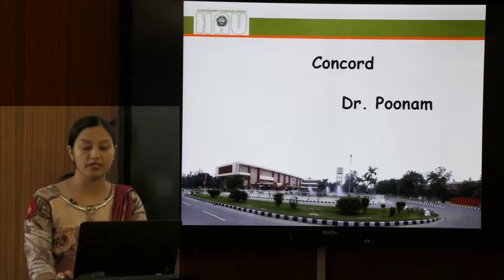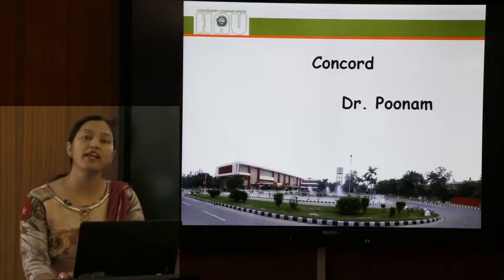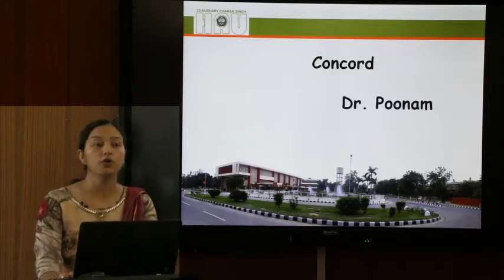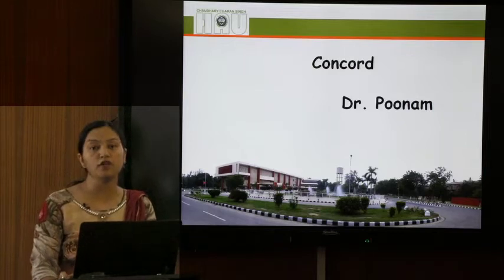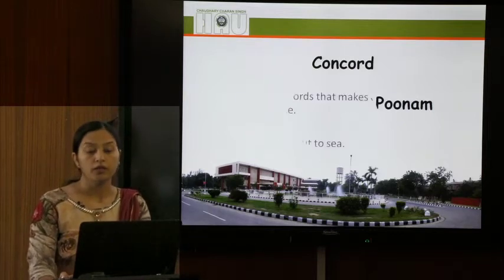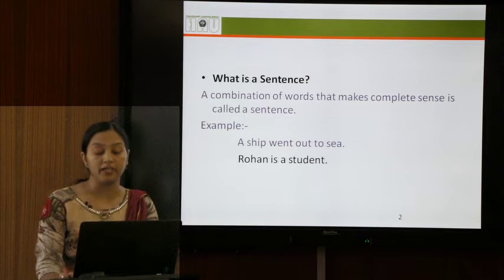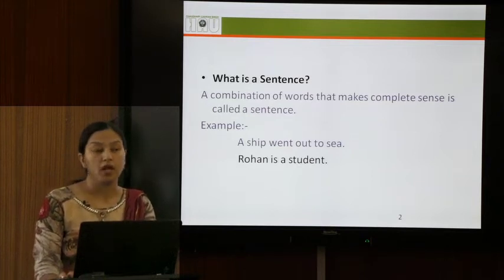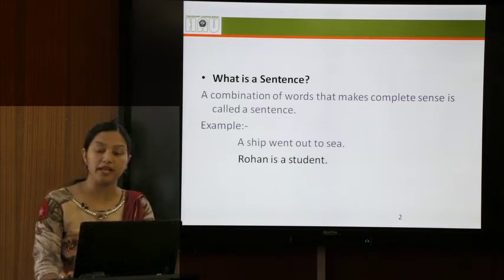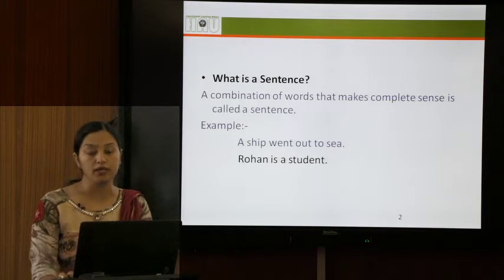Today we are going to discuss Concord. This is very important in English. Concord means the agreement of subject and verb. Now, in the very beginning, what is a sentence? A combination of words that makes complete sense is called a sentence.